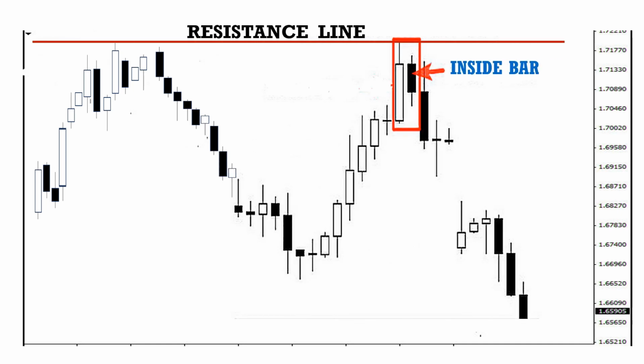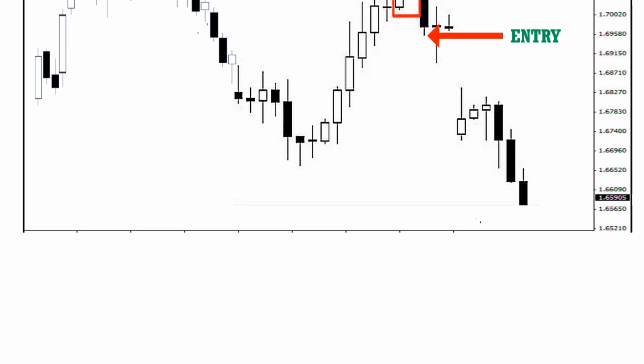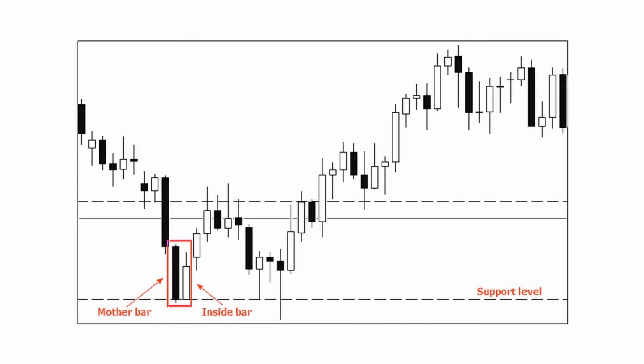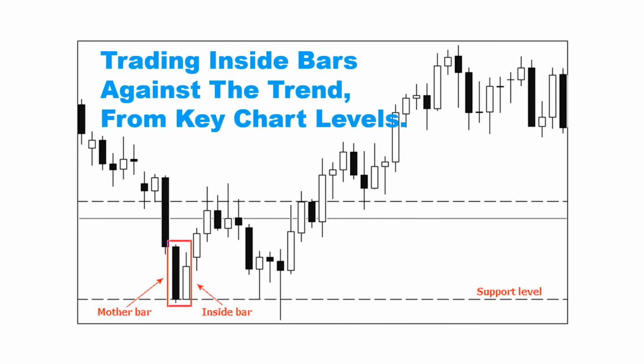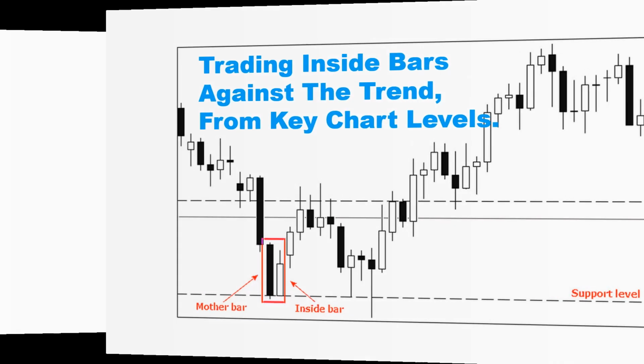You must not enter a trade close to key chart levels unless you are targeting a reversal of such a trend. Then you can trade the reversal. Trading inside bars against the trend from key chart levels.